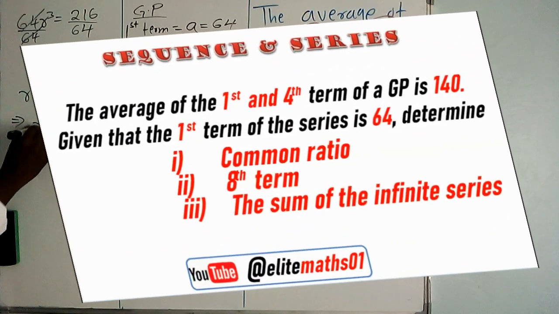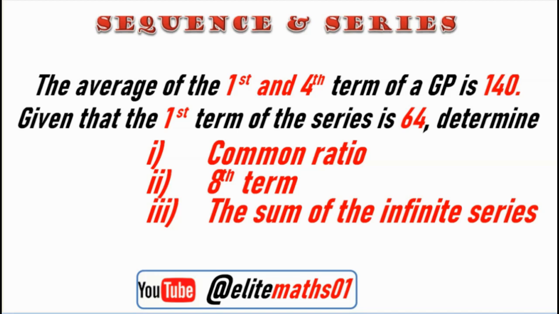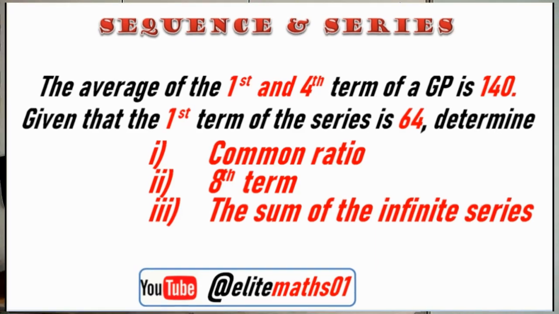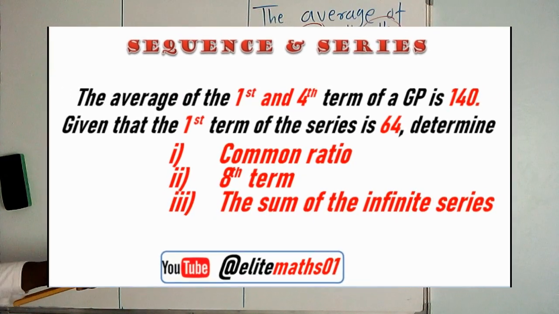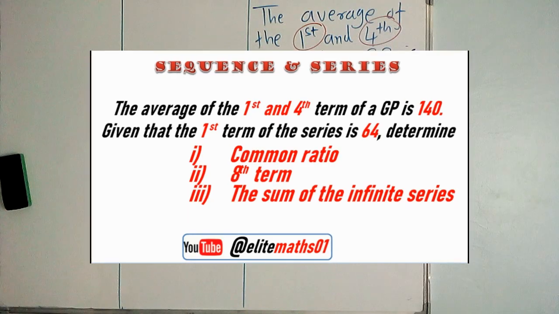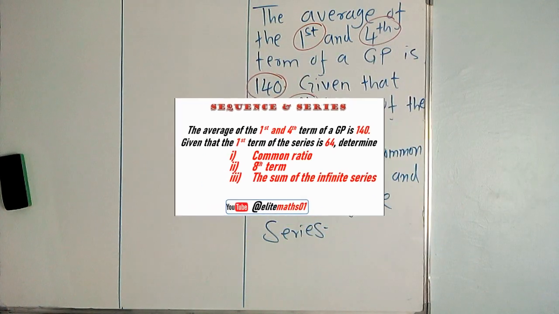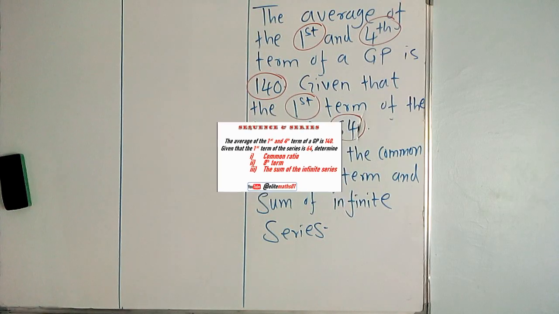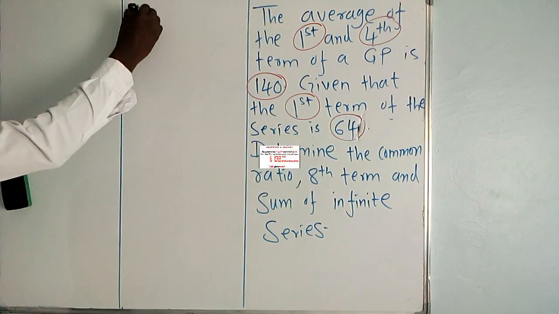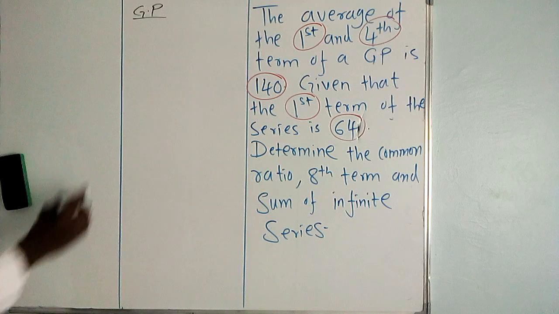So, the average of the first and fourth term of a GP is 140. Given that the first term of the series is 64, determine the common ratio, the eighth term, and the sum of the infinite series, isn't it? Now the first thing you need to do is to identify the unknowns of this given progression. You'll be told it is a GP, a geometric progression, isn't it?